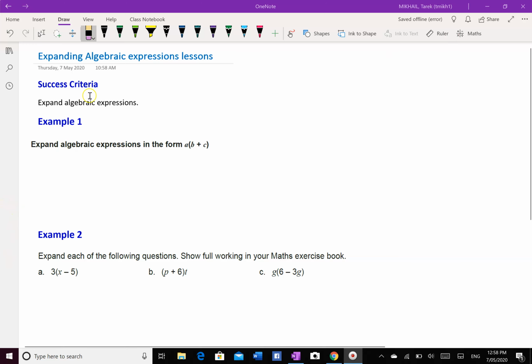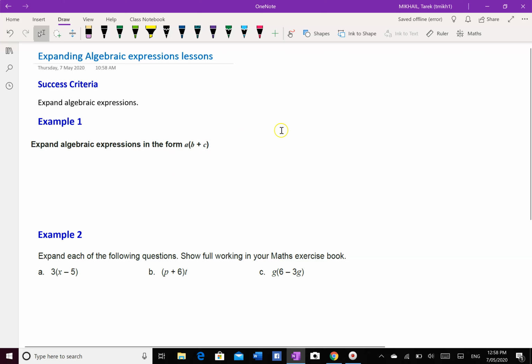Hi, Year 10. In this lesson we will learn how to expand algebraic expressions. Our success criteria for this lesson is to expand algebraic expressions. Expanding algebraic expressions means that we have to remove the brackets.